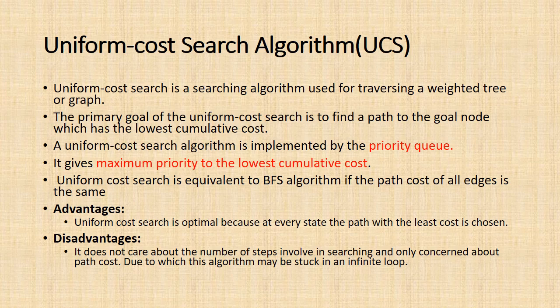Uniform cost search is a searching algorithm used for traversing a weighted tree or graph. The primary goal of the uniform cost search is to find a path to the goal node which has the lowest cumulative cost.